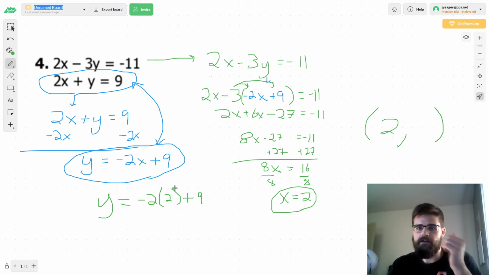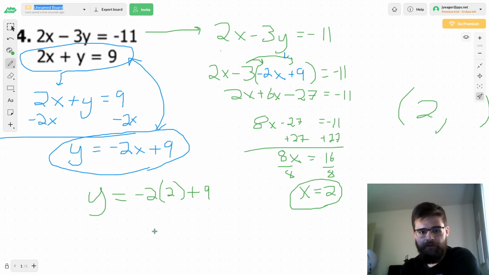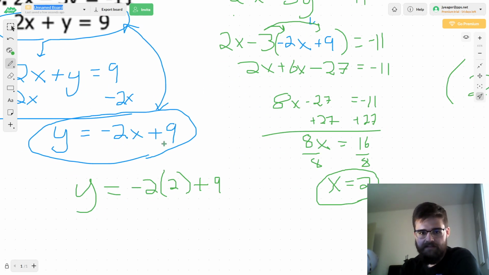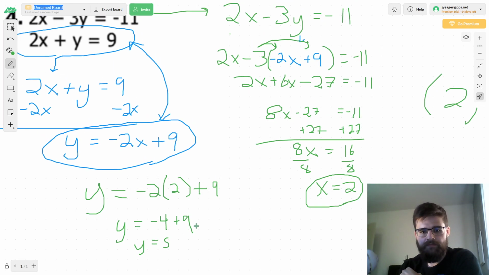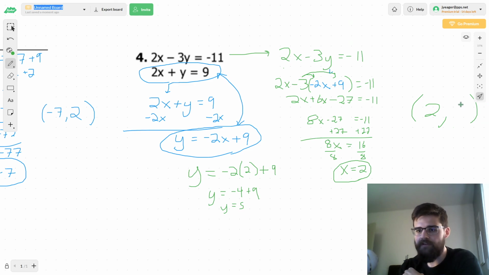Are we seeing where I got the 2 from? 2 is the same thing as x. We proved that over here, that x and 2 are equivalent. Anytime I see an x, I can replace it with a 2. So y equals negative 4 plus 9. So y is 5. Let's finish off our answer. The point of intersection is at 2, 5.